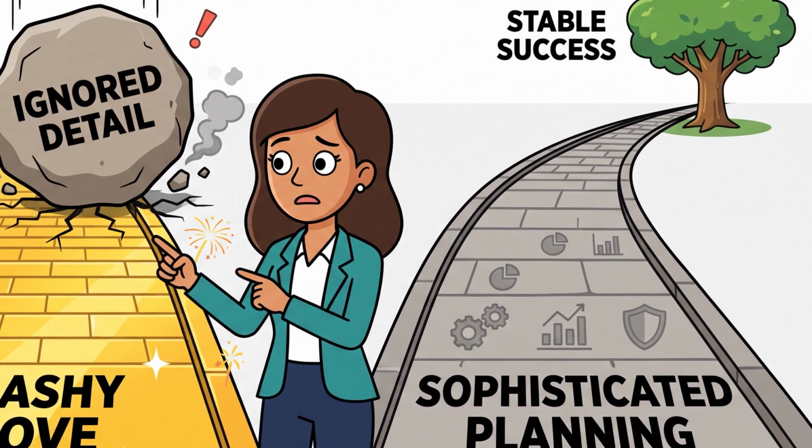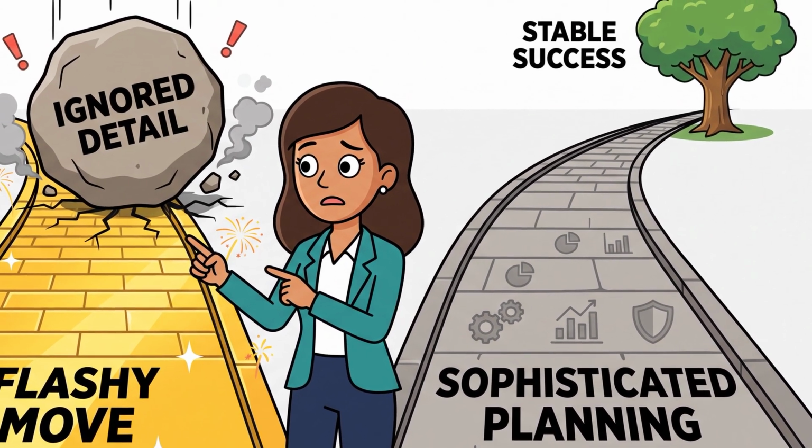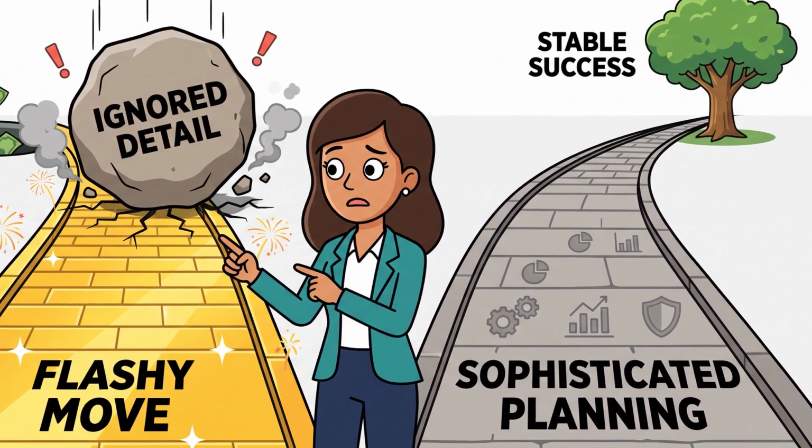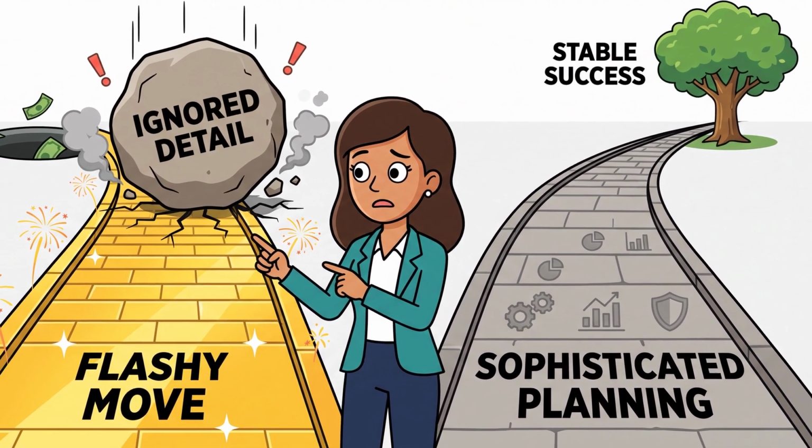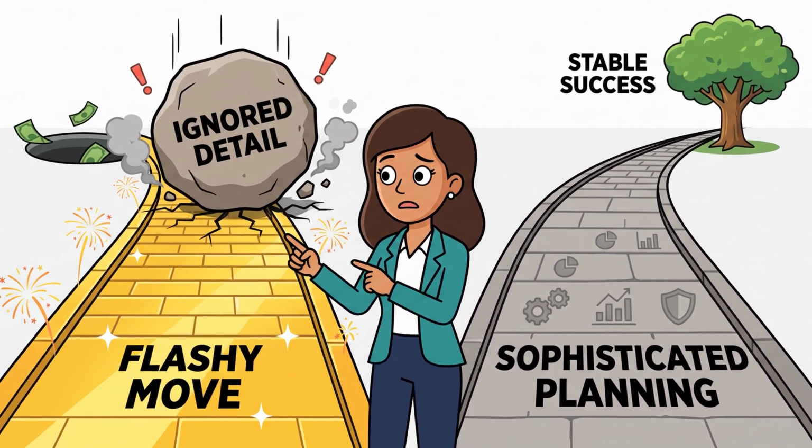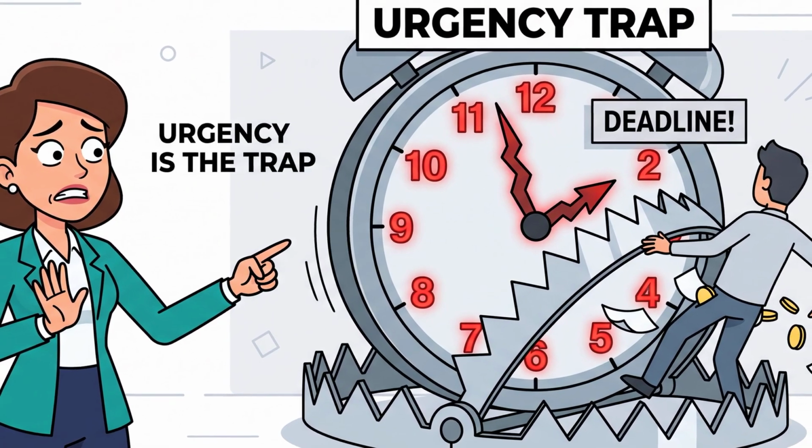Most sophisticated financial planning is not about finding the flashiest move. It is about knowing which details keep the move from backfiring. The emotional trap is urgency.